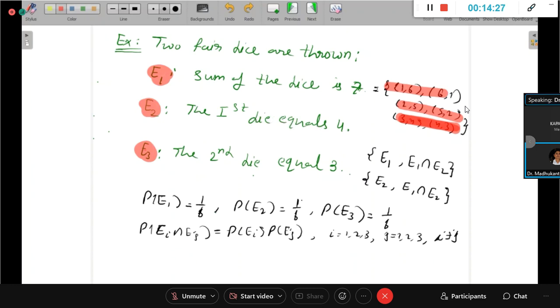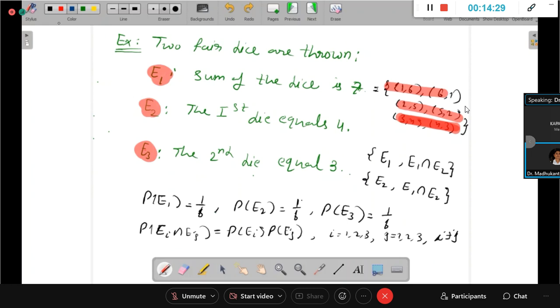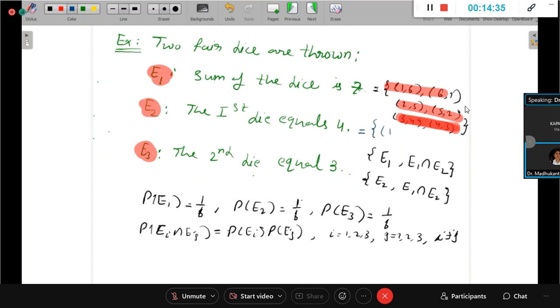Sum of the dice is 7. E2 is the first die equals 4. That also you can write. That the first die equals 4 means you have (4,1), (4,2), and so on, (4,6). Similarly, you can have the second die equals 3, like (1,3), (2,3), (3,3), (4,3), and so on, (6,3).